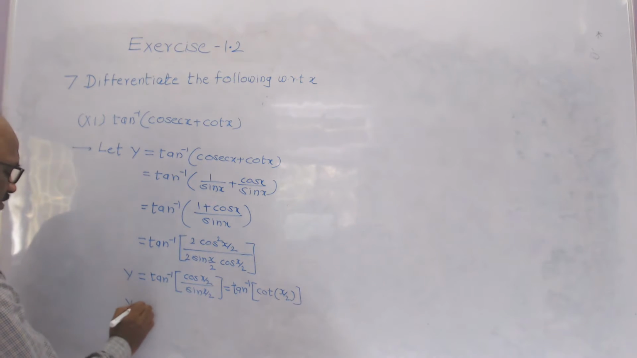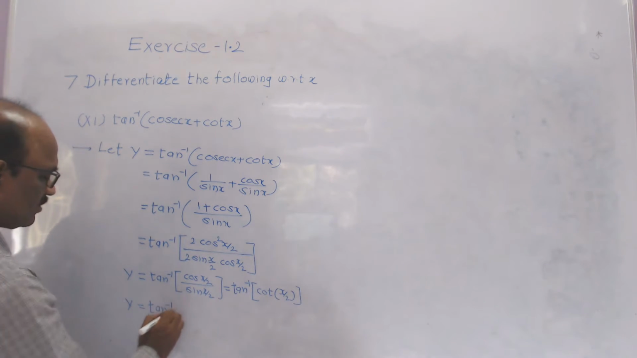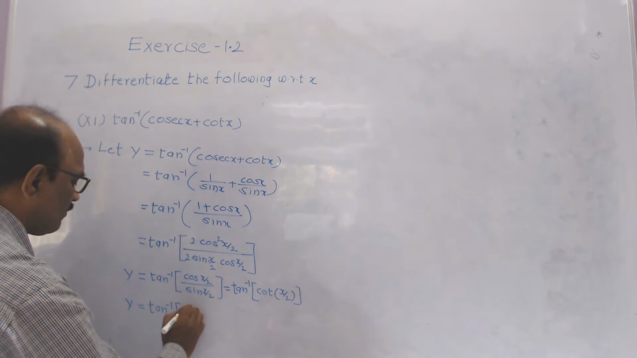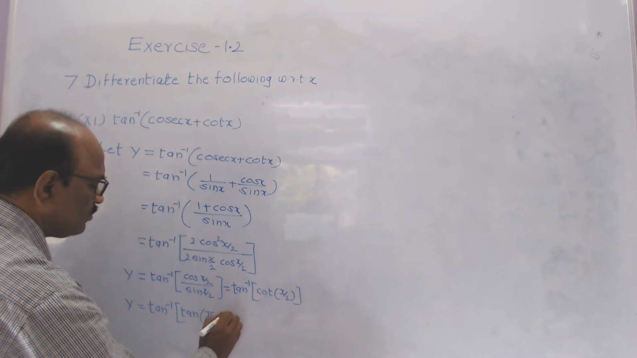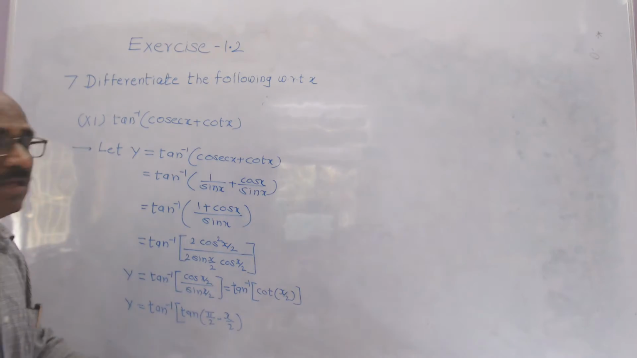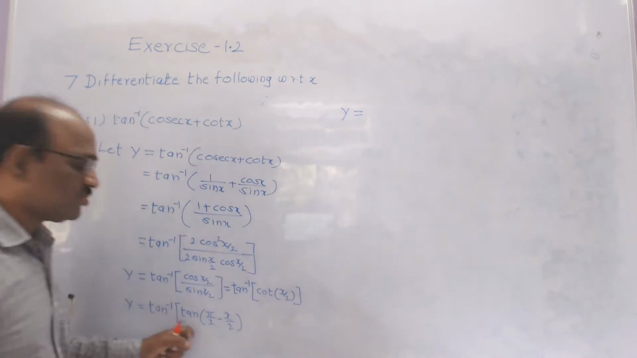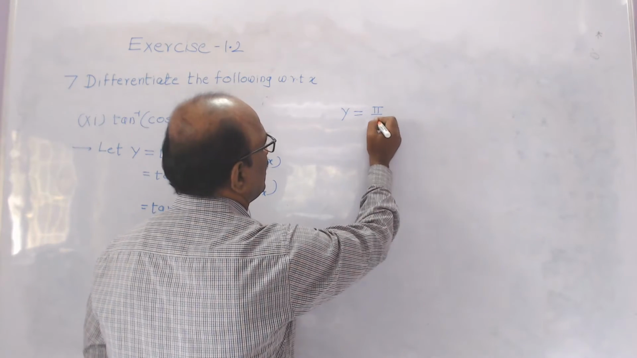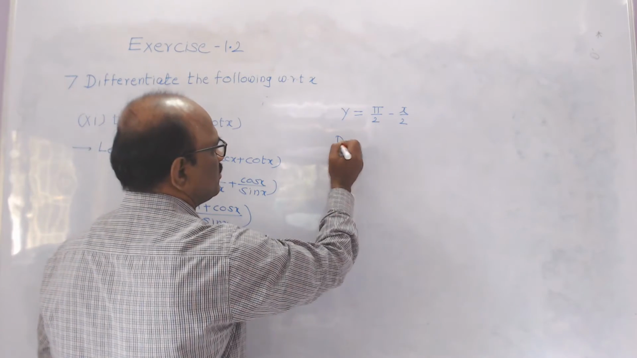Now again we will convert this cot in terms of tan, that is tan inverse of tan of pi by 2 minus x upon 2. And here we have y is equals to tan inverse of tan theta is theta. In a similar way, here you will get pi by 2 minus x upon 2. Now differentiate this with respect to x.